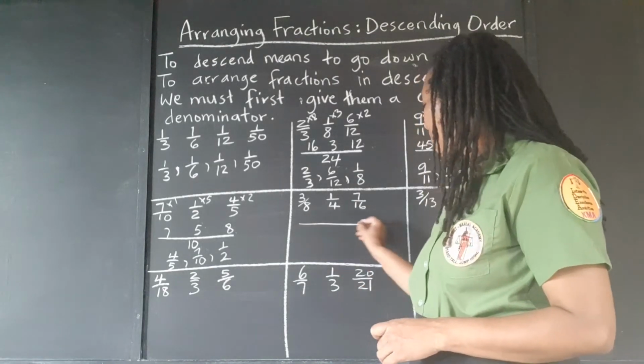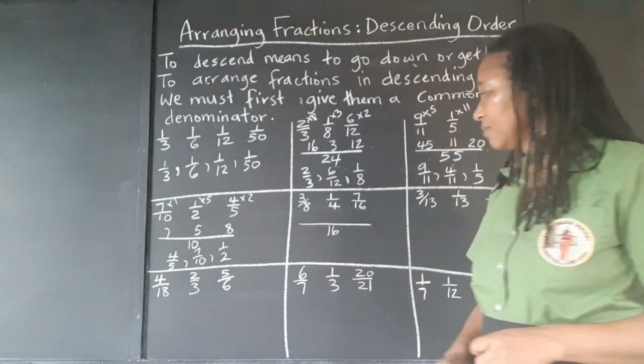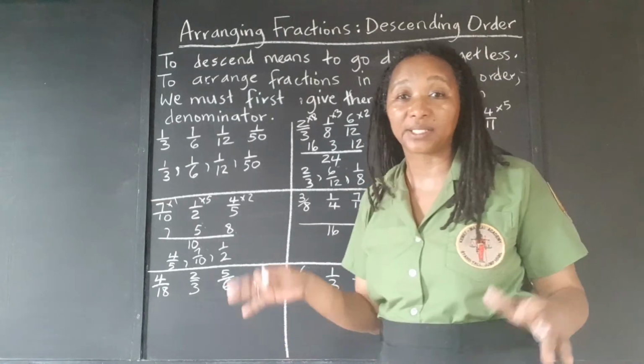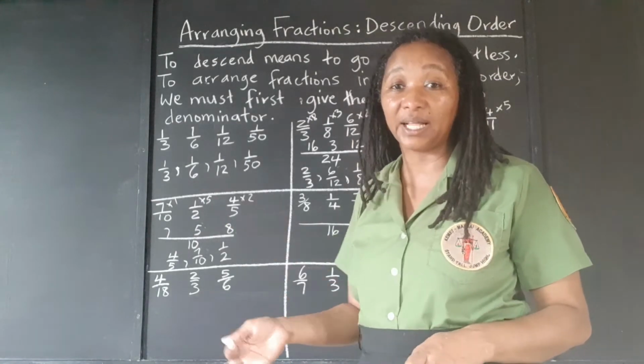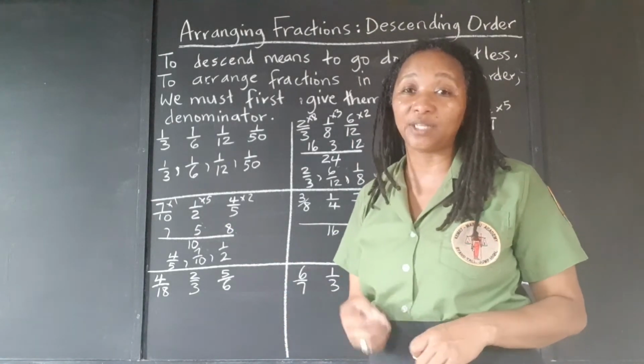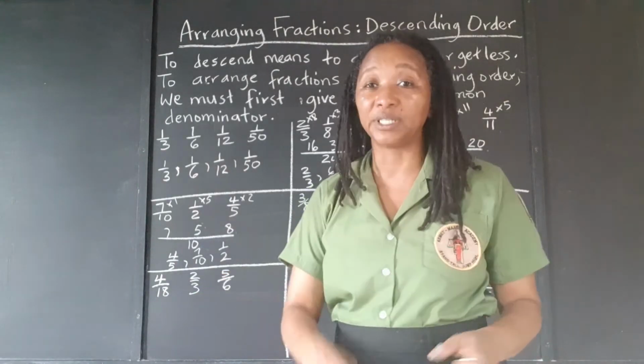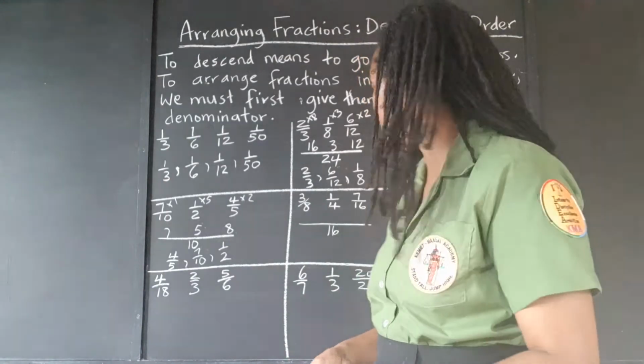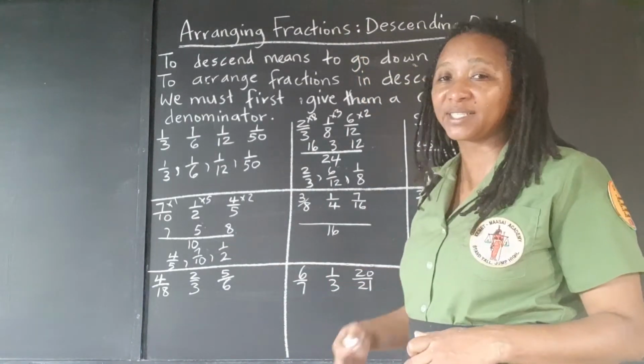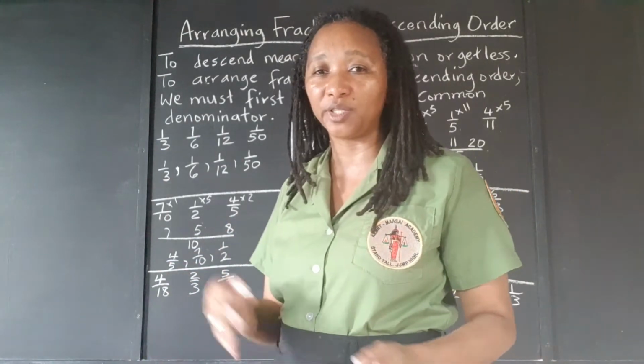Here, the LCM is 16. And remember, there's a video that we did on finding the LCM. So if you don't yet know how to find the LCM, you should probably watch that video first and then come on back over here. Alright, because you have to master certain steps before you can go on to the others, right?